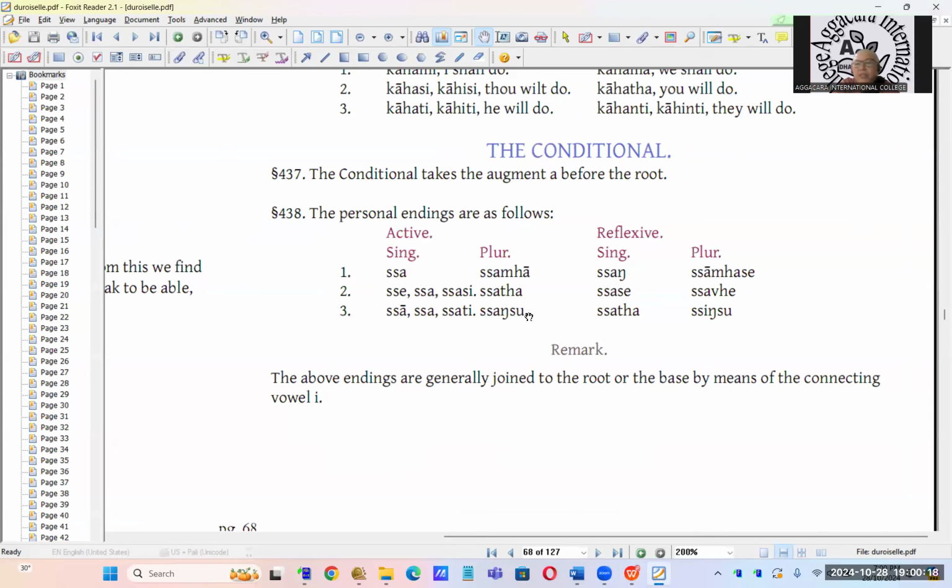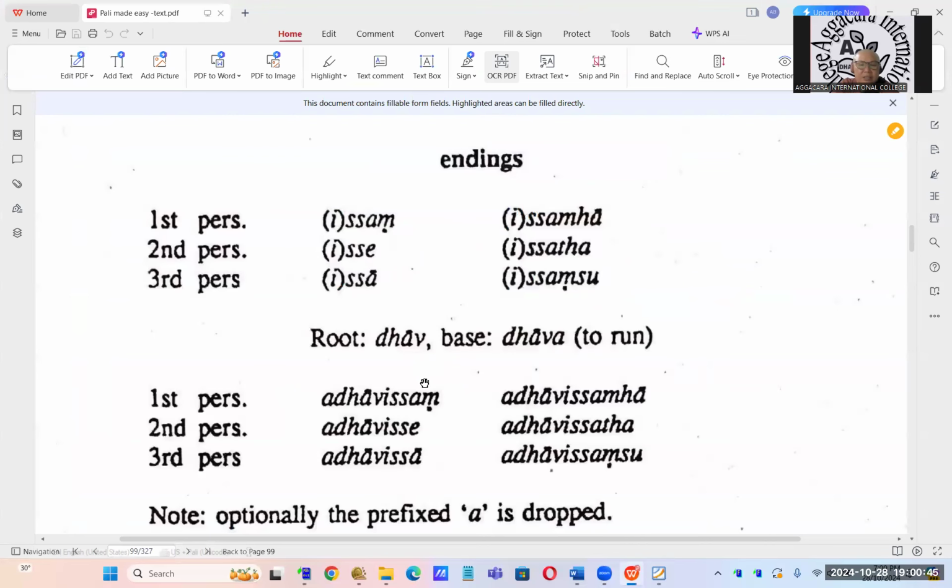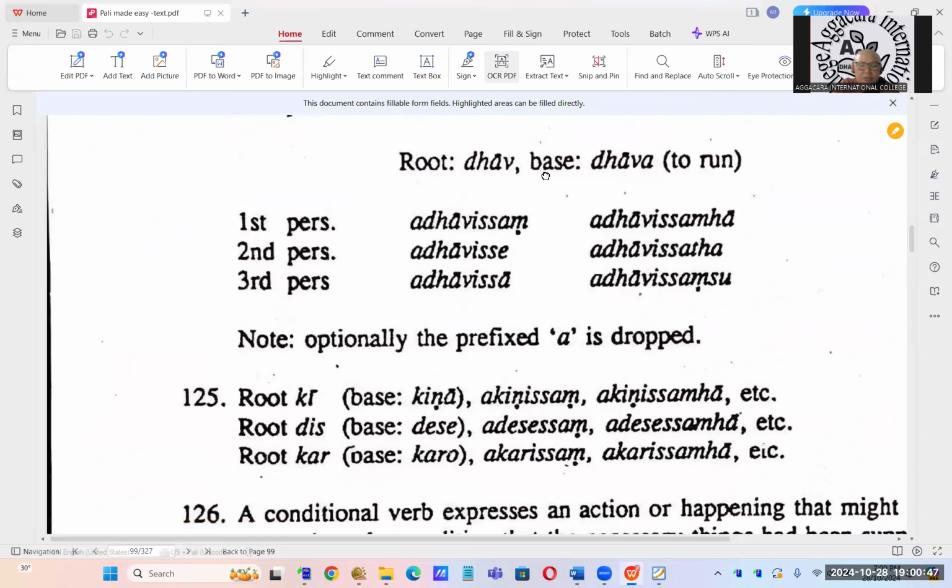Okay, so a different explanation. You have the reflexive here, which is another form, the attanopada. So the form is kamisata, kamisamsu, kamisase, kamisave, kamisam, kamisamase. So different examples again from Duroiselle, but it's good to take note. Let's see this example, does it really exist or not?